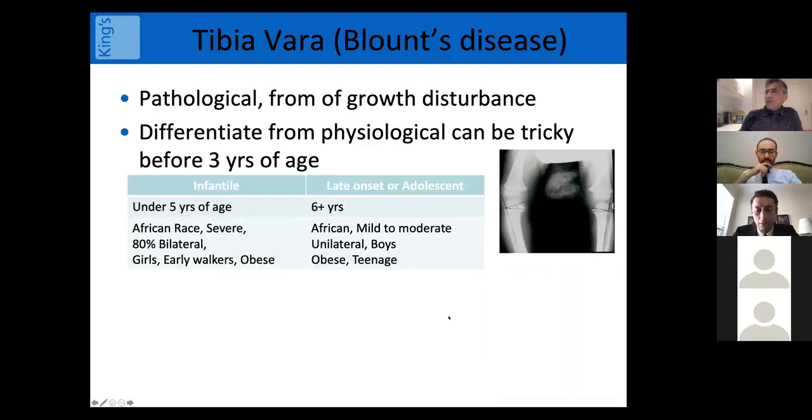Blount's has been classified into infantile and late onset or adolescent form. Infantile is the most severe form, happens between 3 and 5 years of age. That's the presentation age. Of course, more common in the African race. I've only seen one white girl in my 20 years in London. So it's almost a given. It's bilateral in 80%, and girls are more affected than boys, and they are generally early walkers and slightly chubby. The older ones are, again, mild to moderate. Boys are more common, unilateral, and apparently you're seeing more in America because of adolescent obesity.